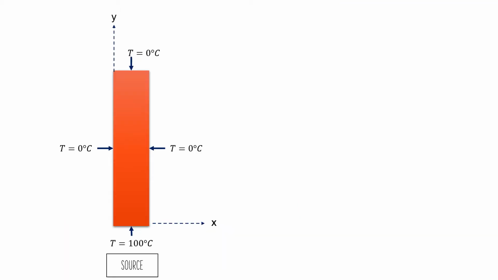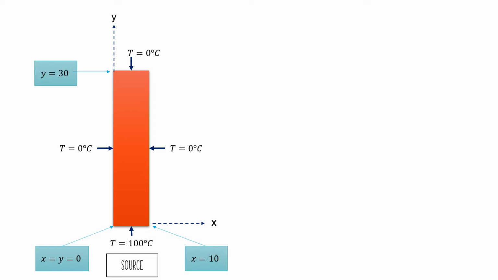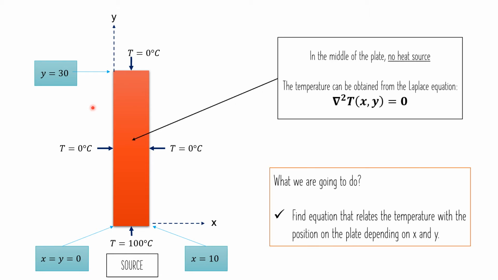So again, this is the metal plate that we considered earlier, but now y equals 30. In the first video, we said that y is going to be infinity, so it was a very long metal plate. But here we have y equals 30, and as usual, we are interested in the temperature in the center of this metal bar, where there is no heat source and the Laplace equation is valid. So now, as we have done, we want to find the function representing the temperature distribution as a function of x and y.